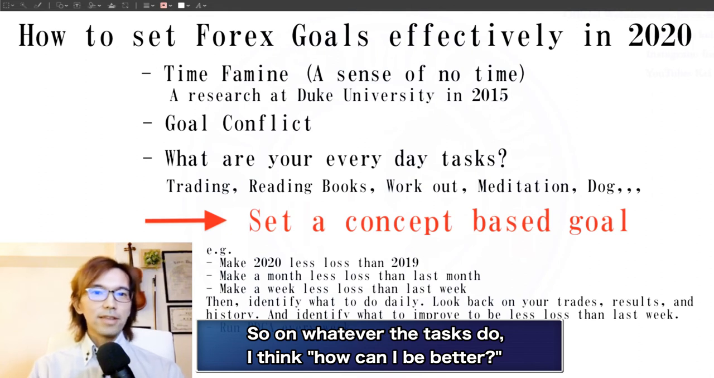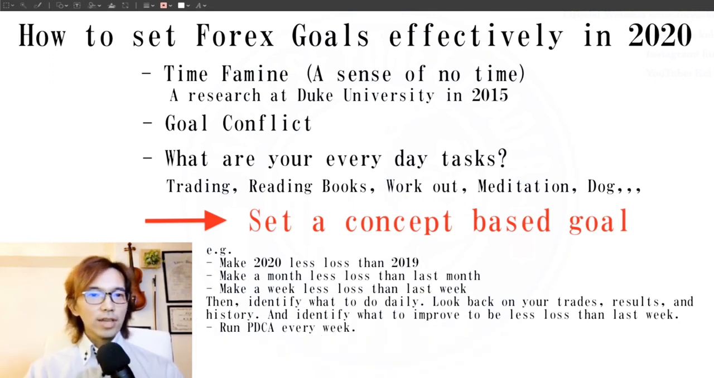Things like that. Then I come up with a new concept or a new idea to actually test it out on the videos or on live streamings like this, or of course on my trading. Maybe you can apply my example to yourself, thinking about how you can improve yourself to be better than yesterday. That can be your goal of 2020, right?